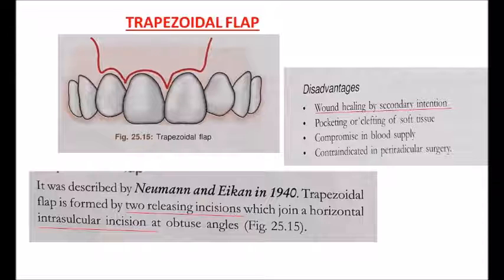The disadvantage of this is that wound healing happens by secondary intention here, not by primary intention. Pocketing or clefting of the soft tissue can be seen. Compromise in blood supply can be seen, and it is contraindicated in periradicular surgery cases. So the trapezoidal is the least preferred flap, I mean less preferred than the triangular as well as the rectangular flap designs.